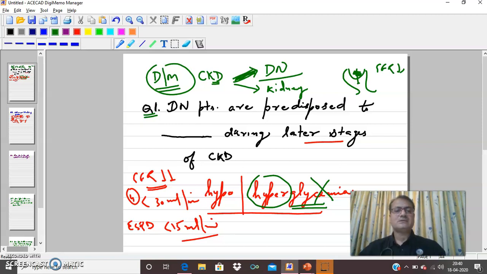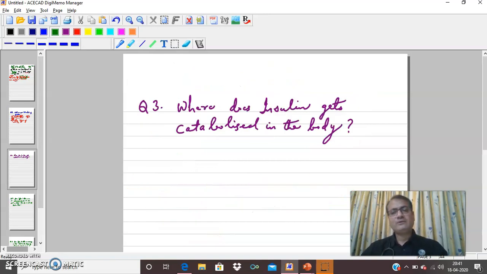The right answer to this question is that diabetic nephropathy patients are actually predisposed to hypoglycemia during later stages of CKD, and I'll explain how this hypoglycemia happens to them. You must have learned where insulin gets catabolized in the human body. 50% of the insulin gets catabolized inside the liver only. You must have read this in pharma. You call it a very high first pass metabolism.